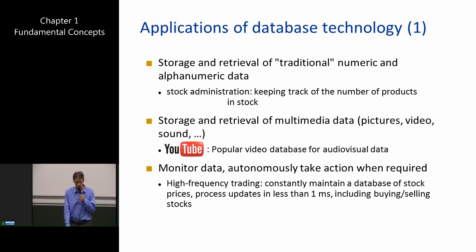Using database technology, you can also monitor data and autonomously take action when that is required. Think about a stock replenishment system, for example. A stock replenishment system is going to keep track of stock levels, and as soon as the stock level drops below a minimum required value, automatic orders will be placed. All of that can be fully automated using database technology.